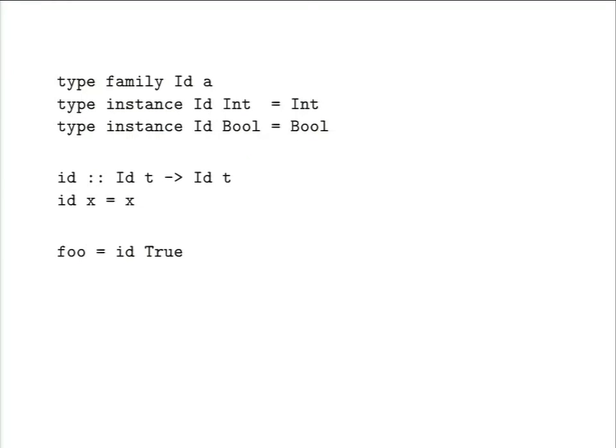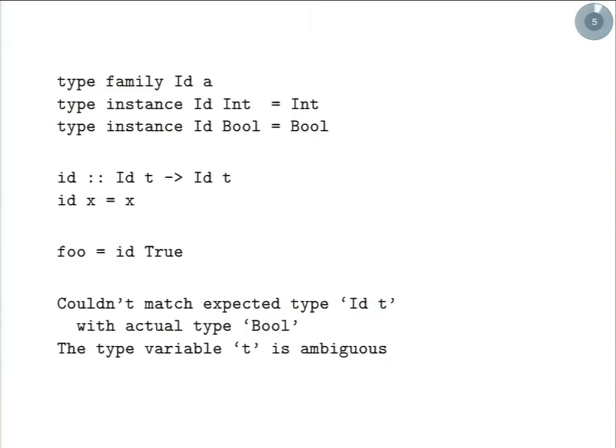And we reasonably expect that this code will work correctly. There seems to be nothing wrong with it. But unfortunately, GHC thinks otherwise. It will reject the code by saying that at the call site, it is unable to match the expected type that we've given in the type signature with the type of the actual argument that we've passed in, and this happens because, according to GHC, the type variable is ambiguous.